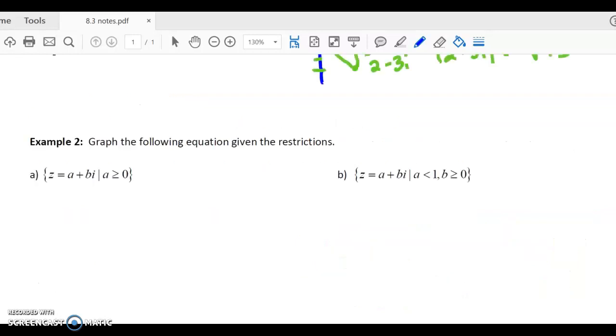Let's take a look at example 2. It says graph the following equation given the restrictions. So Z is in the complex form a plus bi, but the restriction is a must be greater than or equal to 0.